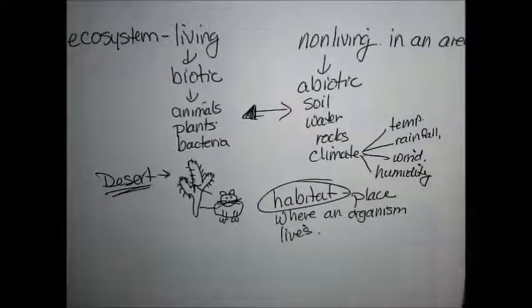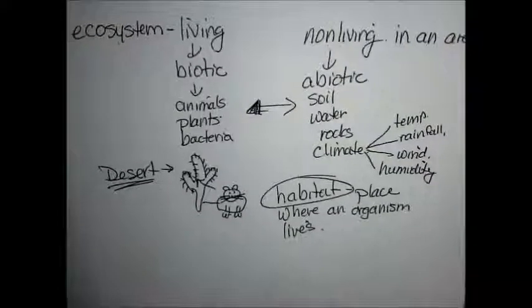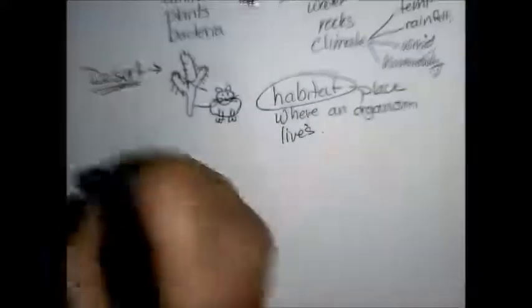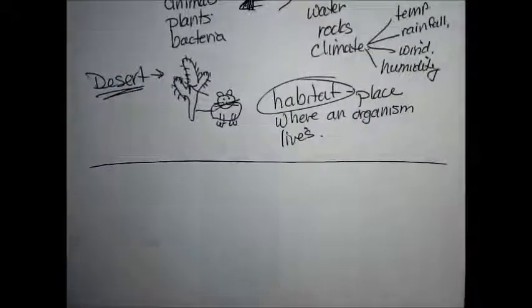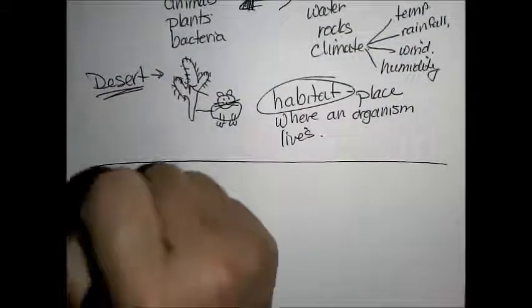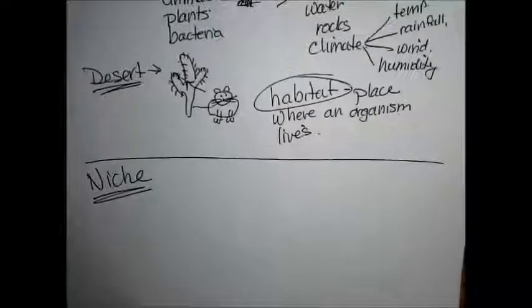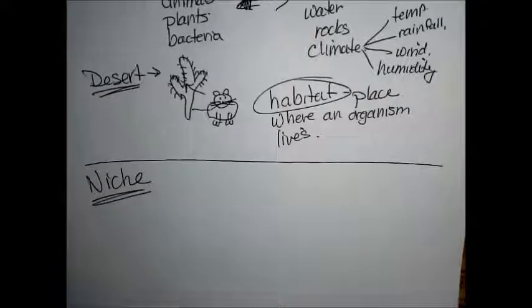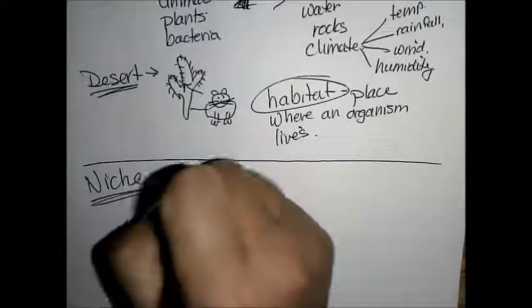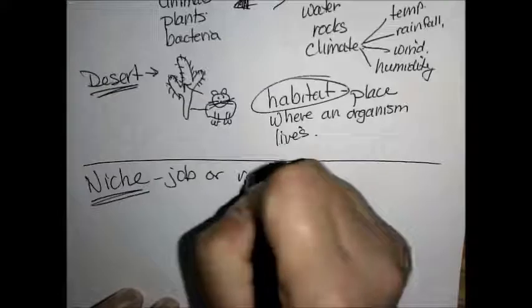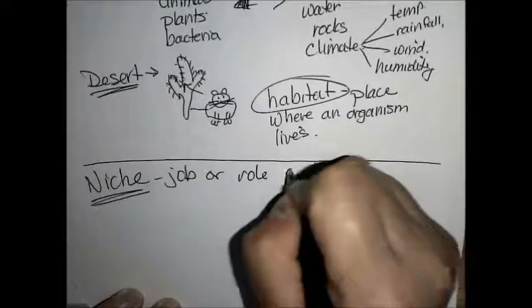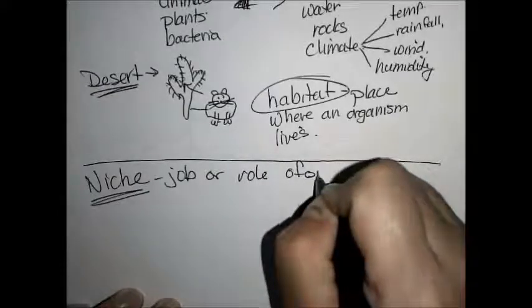Okay? So let's talk about what a niche is, because that's what we're here to talk about today, and that's what your tour is involved with. Within an ecosystem, each type of organism has its own niche. The niche is a job or role of an organism.